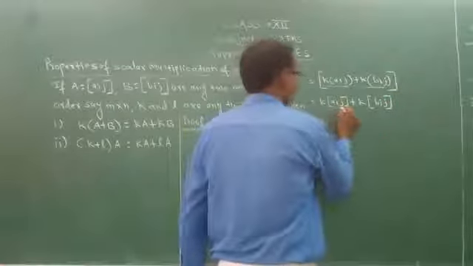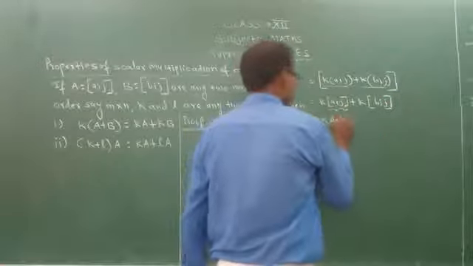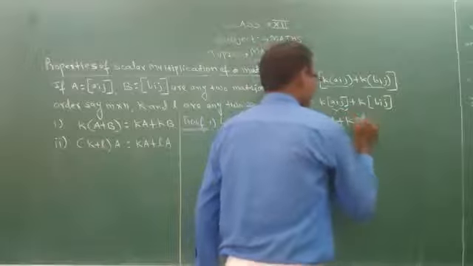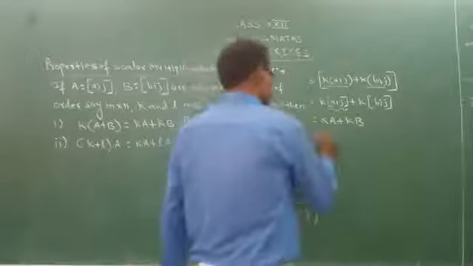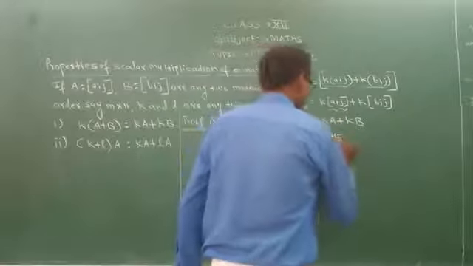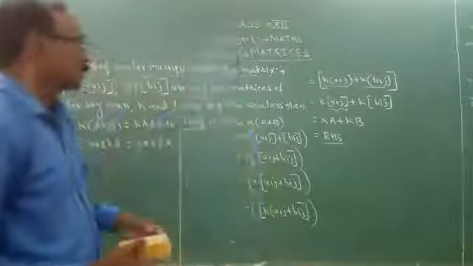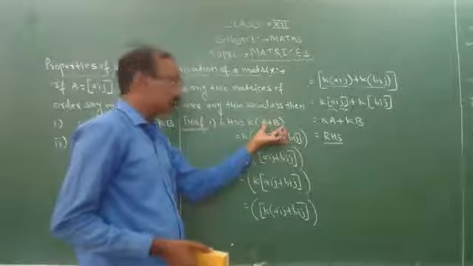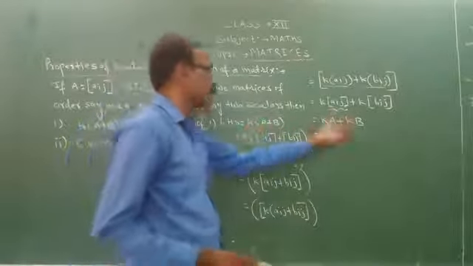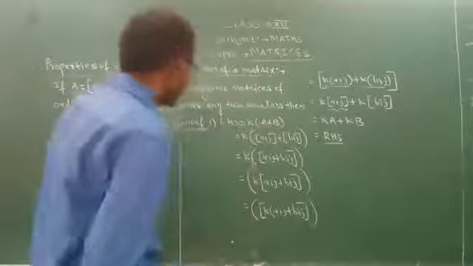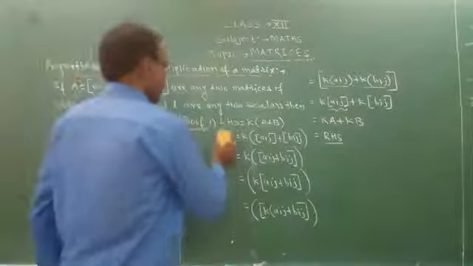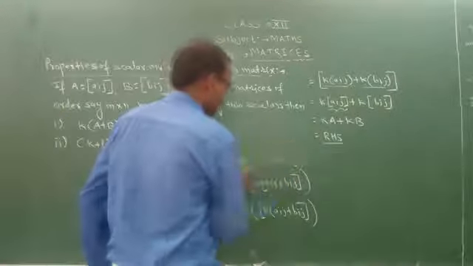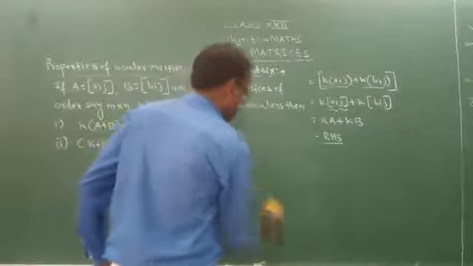So this is your A. So K into A plus K into B. That equals the right hand side. So the first property is K into bracket A plus B: K into the addition of two matrices can be written as K into the first matrix plus K into the other matrix. Now let us take the proof of the second.